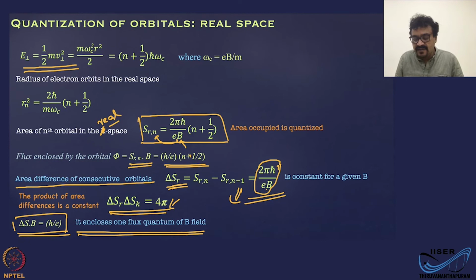The flux enclosed between two successive Landau levels. The flux enclosed by any Landau level is quantized. Any orbital in real space, okay, not Landau levels. Any real space orbital is quantized. The flux enclosed between two successive orbitals is h by e. This is real space, okay. Now we have flux quantization here, okay. This is flux quantization.